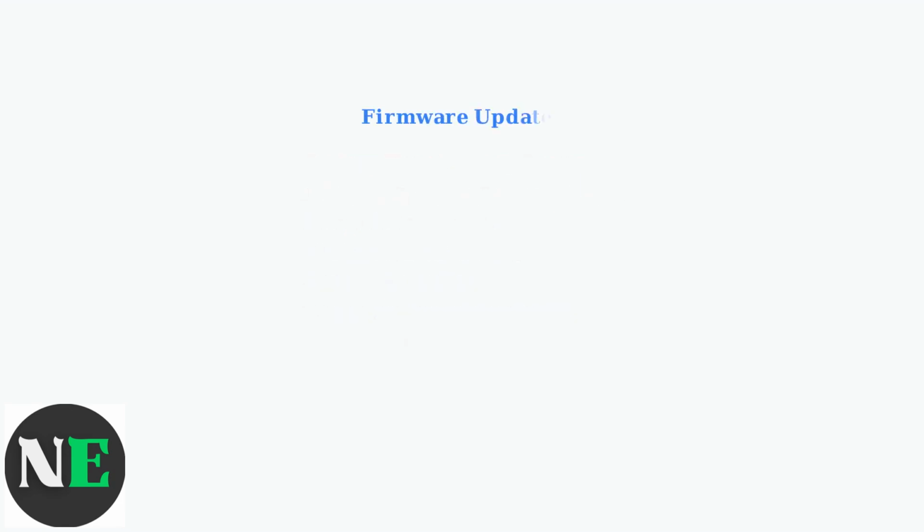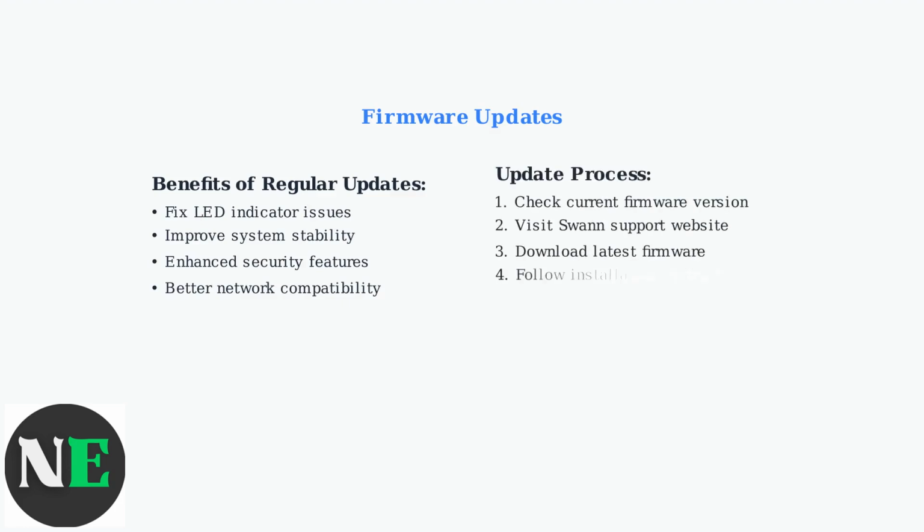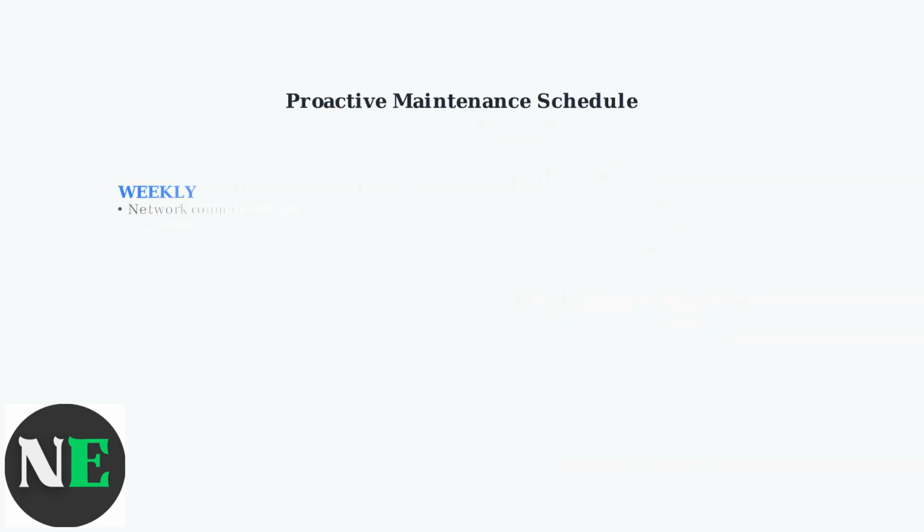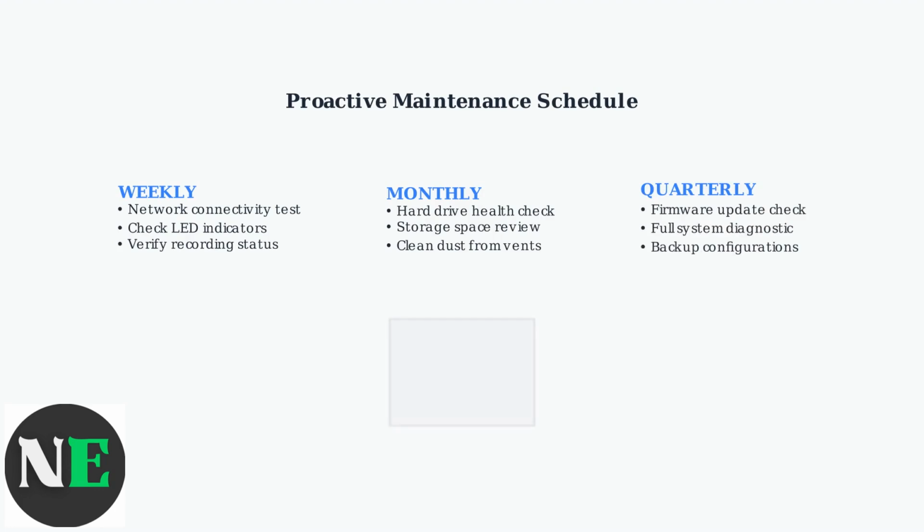Keep your DVR firmware updated. Swann regularly releases updates that address LED indicator issues and improve system stability. Implement a proactive maintenance schedule to prevent future issues. Regular network tests, monthly hard drive checks, and quarterly firmware reviews significantly reduce problems.